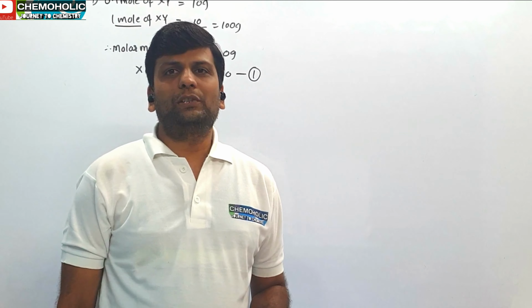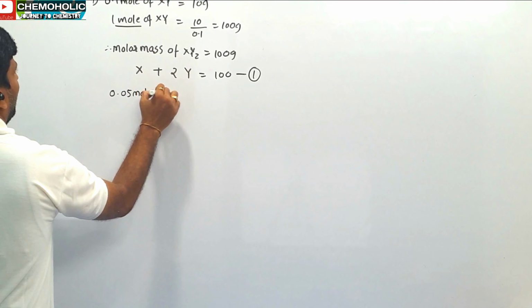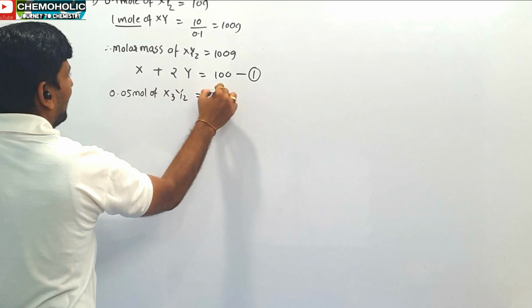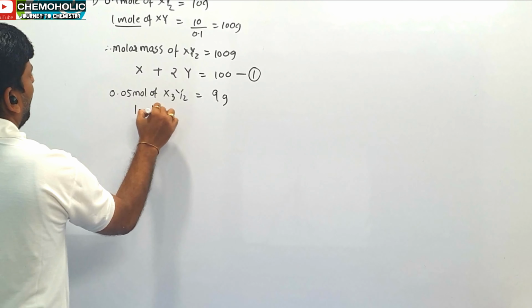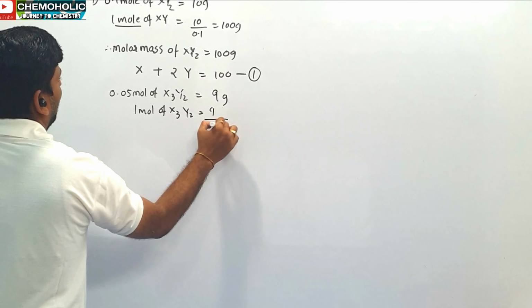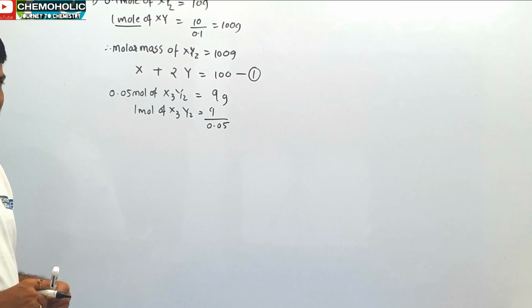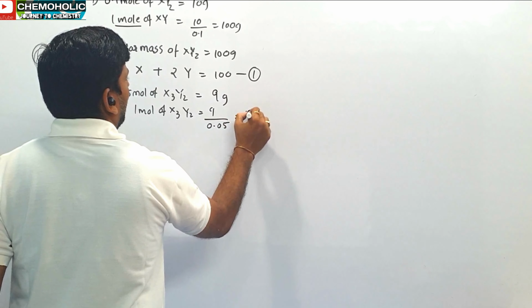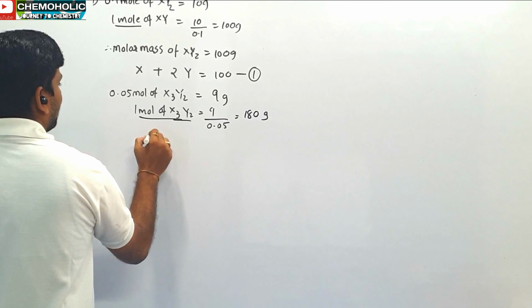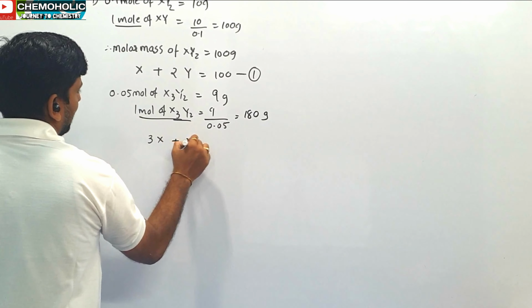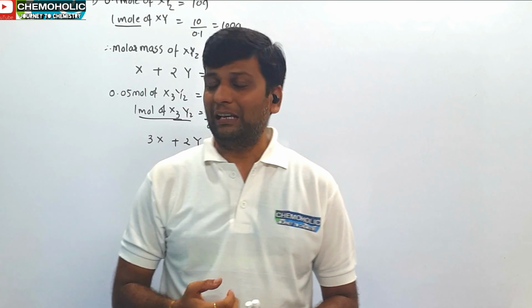Same way, 0.05 mole of x3y2 weighs 9 gram. If 0.05 mole of x3y2 is 9 gram, then 1 mole of x3y2 weighs 9 divided by 0.05, which is 900 upon 5. And 900 upon 5 is your 180 gram. Is that clear? 1 mole indicates molar mass. So again, 3 into the atomic mass of x plus 2 into the atomic mass of y weighs 180 gram. It's number 2. Now 1 and 2 are solved by the elimination method of maths.